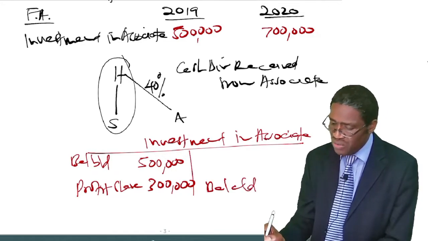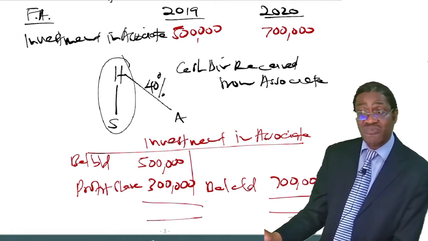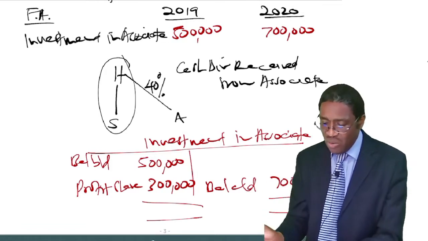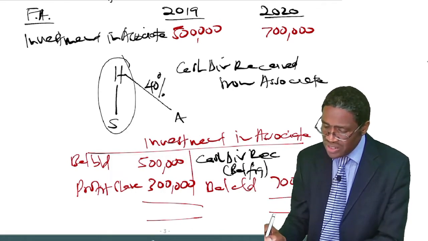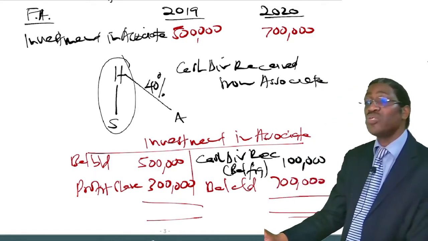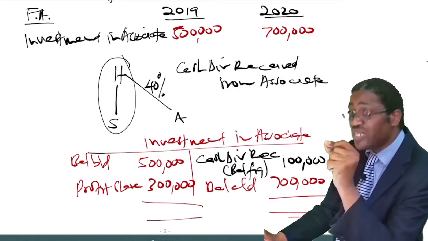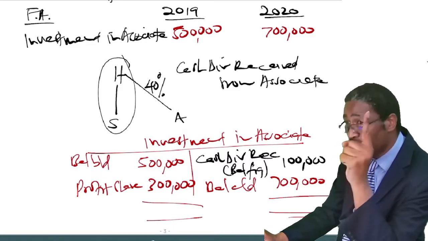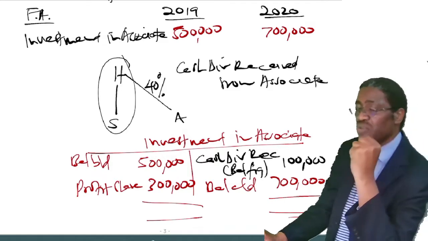That balance, you carry it down. That is 700. Then whatever is the balancing figure now becomes the cash dividend received from your associate. As a balancing figure, that is how much? Looks like exactly 100. So that 100 is what you now consider as your cash dividend received from the associate, and that's what you take to the cash flow as an investing activity. That amount of 100,000.